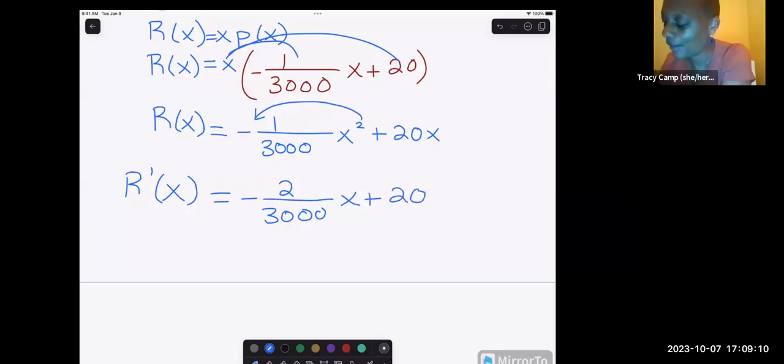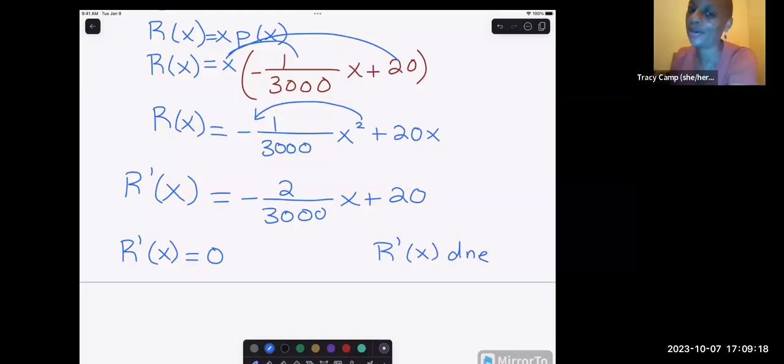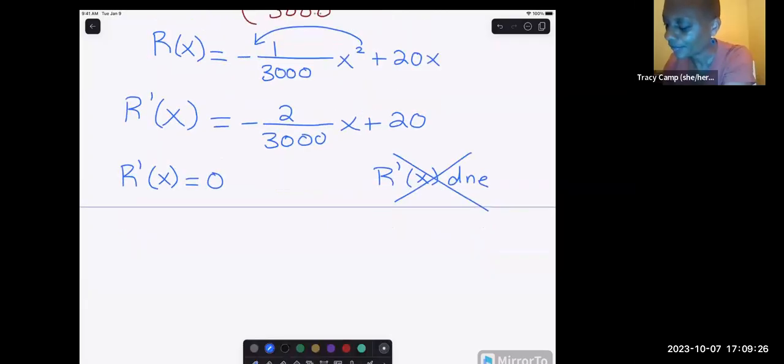And then I have to find out when my derivative is equal to 0 and when it does not exist, but it exists everywhere because I don't have a denominator that can be 0. So I don't have to worry about this part. I just have to worry about equals 0. So I take my negative 2 over 3,000 X plus 20, set that equal to 0. I can get rid of my fraction here by multiplying both sides by 3,000.